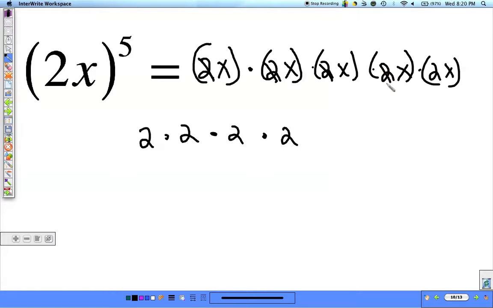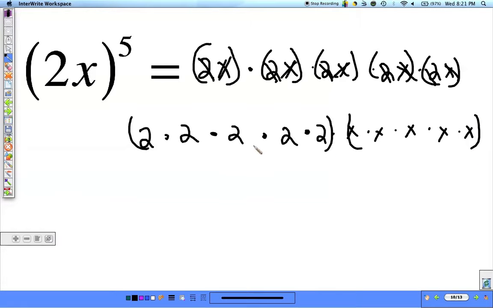times 2 times 2. And again I'll group all of my x's together. So I have x times x times x times x times x. And again I can use my parentheses. I'll rewrite this, and instead of using 2 expanded like this, I'll use 2 as the base, and the exponent will be 1, 2, 3, 4, 5.